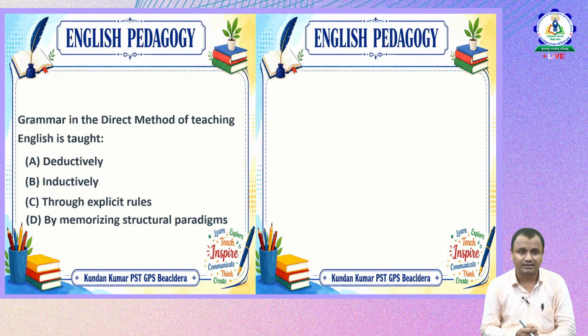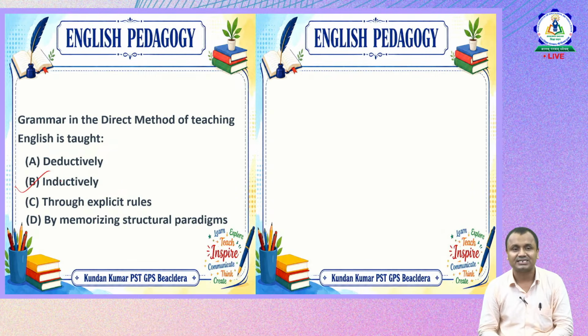Grammar in the direct method of teaching English is taught. So how do we teach grammar through direct method? How do we address grammatical aspects while executing any lesson through the direct method? We know that we use the inductive way of teaching grammar while teaching through direct method, whereas when we have to teach through grammar translation method or GTM, we focus on the deductive way. We focus on the deductive way in GTM, and we focus on the inductive way in the direct method.